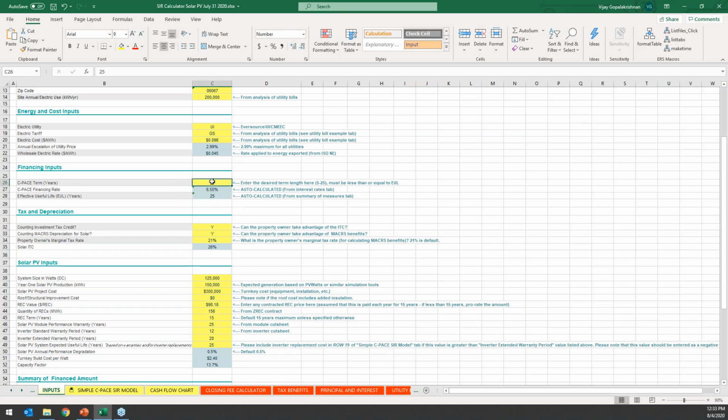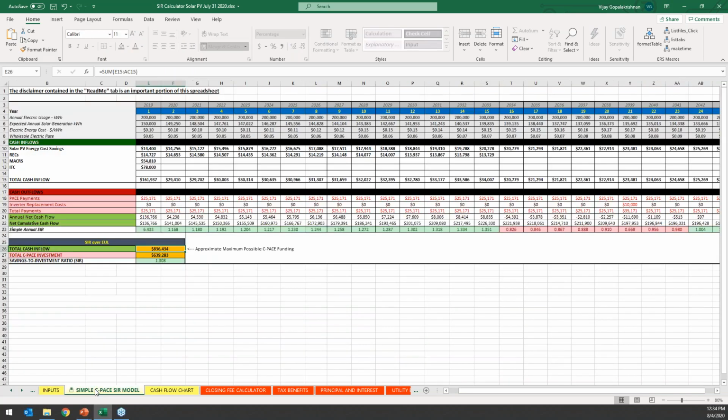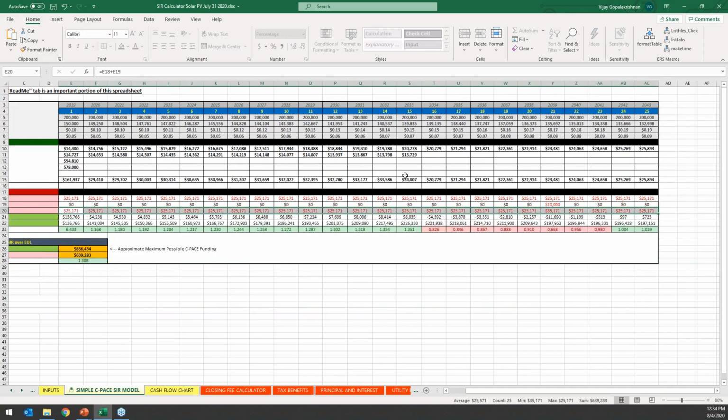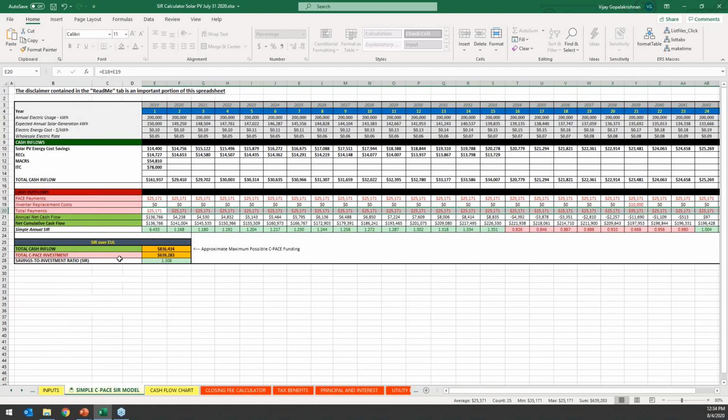But now the EUL is 25, so you can actually enter a 25-year term. With that, as you saw, the financing rate automatically changed to 6.5. And so the total investment is increased to $640,000 over 25 years. So the savings to investment ratio is at 1.308 over 25 years.